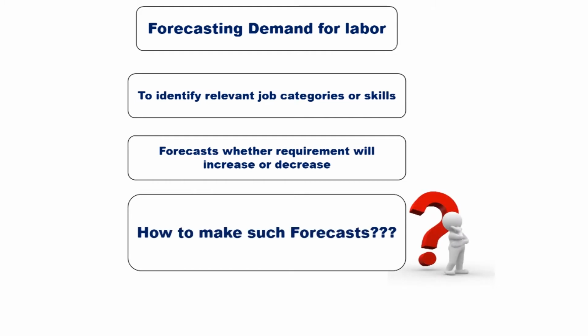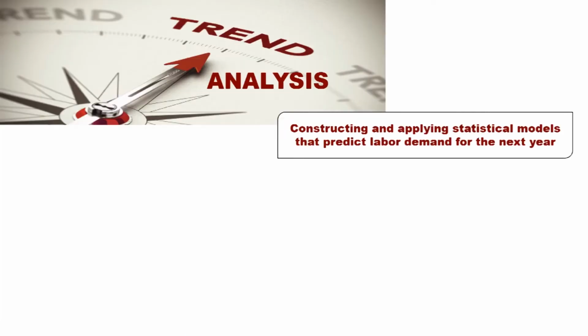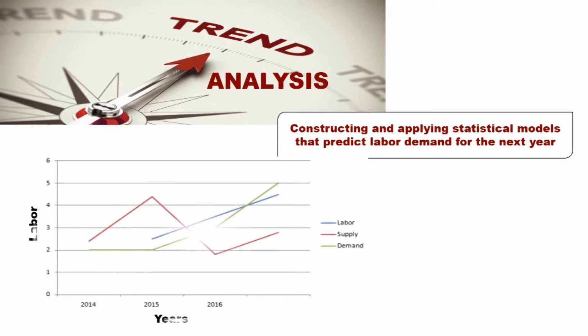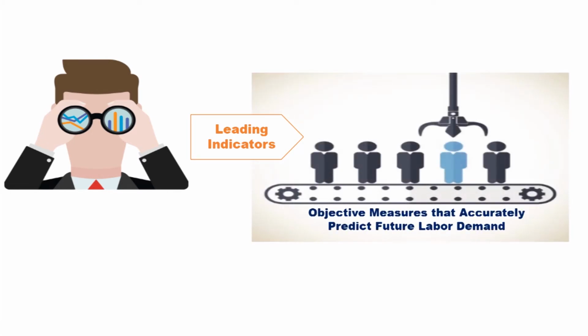An organization might use trend analysis, that is, constructing and applying statistical models that predict labor demand for the next year, given relatively objective statistics from the previous year. These statistics are called leading indicators, that is, objective measures that accurately predict future labor demand.